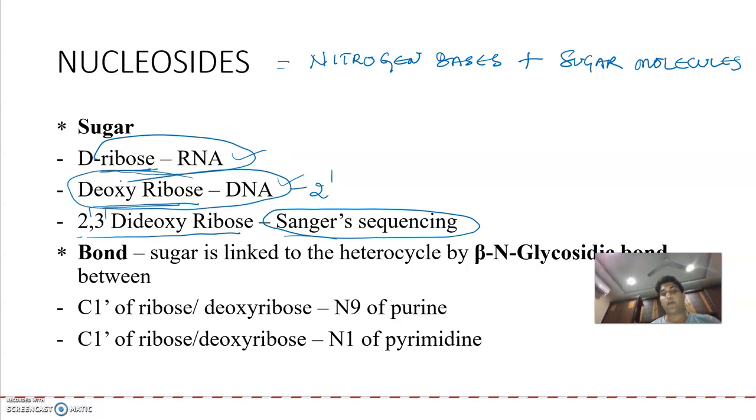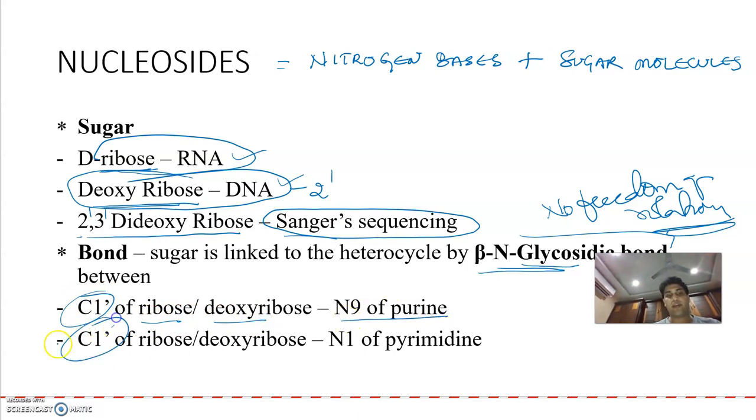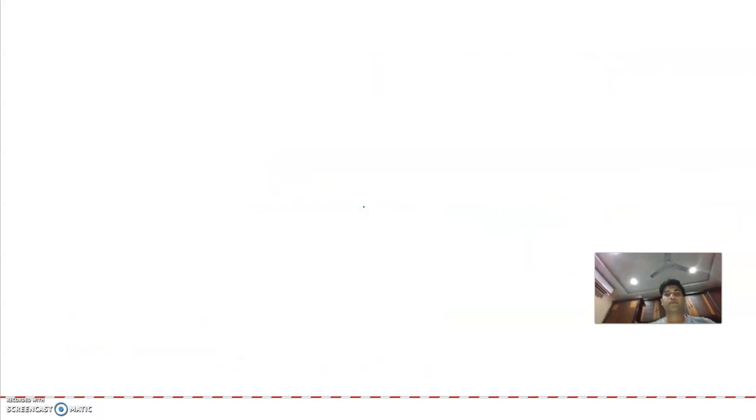Now what is the bond present? The bond present is the beta-N glycosidic bond. It cannot rotate. There is no freedom of rotation. Very strong bond, very rigid bond. It is between C1' of ribose or deoxyribose and N9 of a purine, and between C1' of ribose or deoxyribose and N1 of a pyrimidine. We'll see what we mean by this.